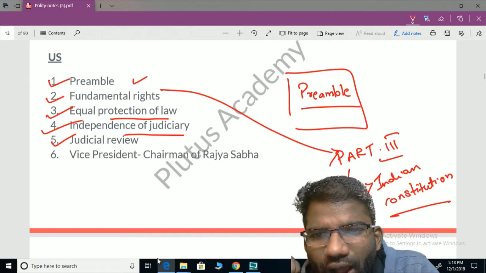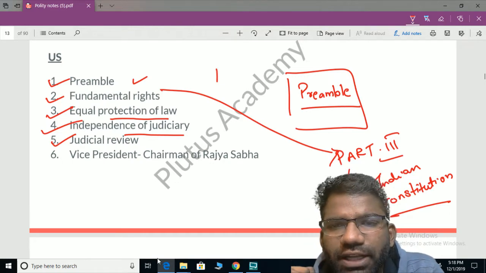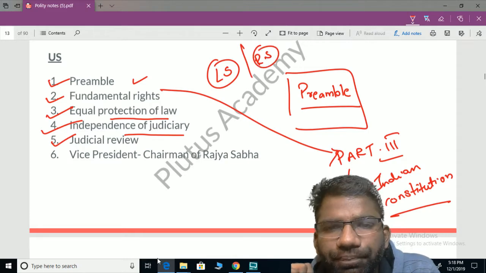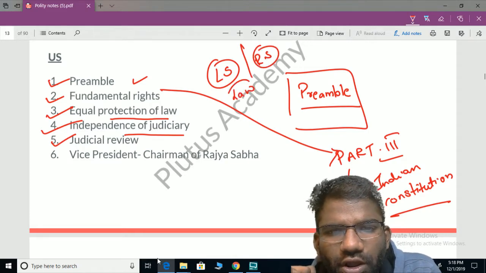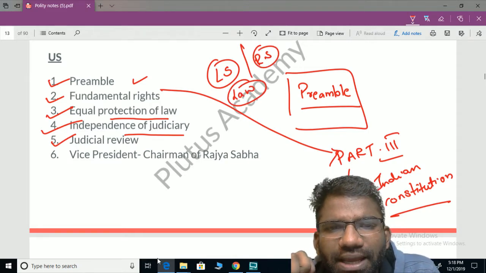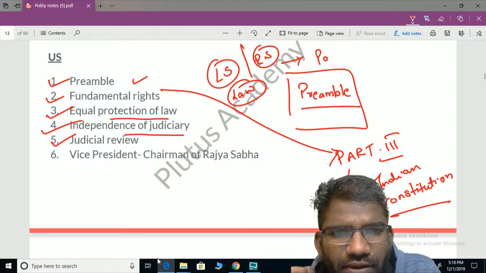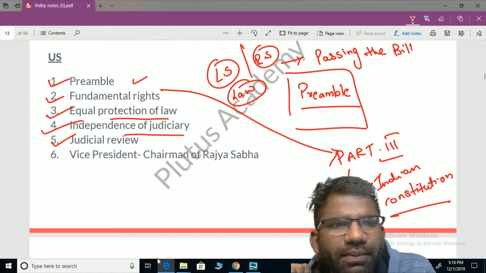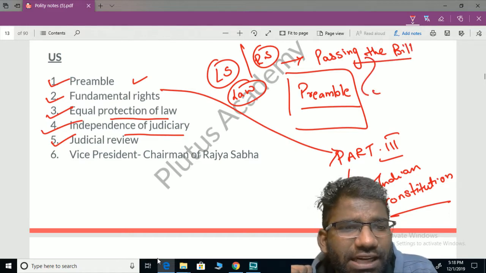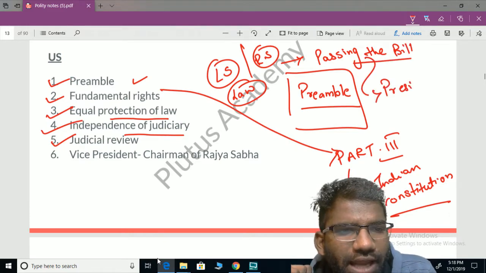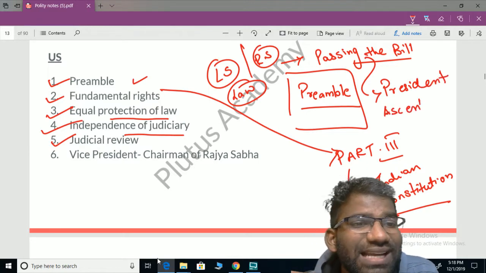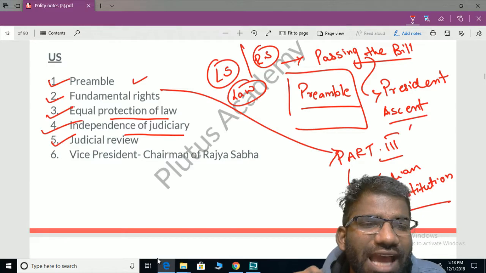I'll explain the concept of judicial review a little bit. Lok Sabha and Rajya Sabha make a law. They have to make this law by passing the bill. Once the bill is passed, it goes to the President of India, and once the President of India gives his assent to the bill, that means he signs the bill, it becomes an act.